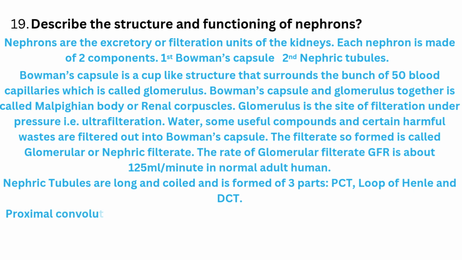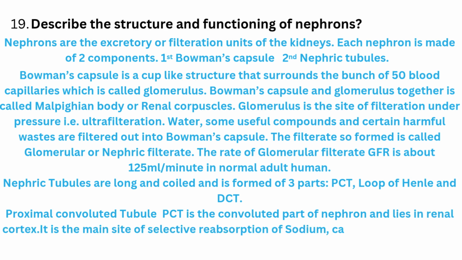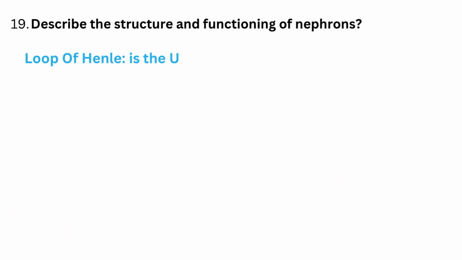Proximal convoluted tubule, PCT, is the convoluted part of the nephron and lies in the renal cortex. It is the main site of selective reabsorption of sodium, calcium, glucose and amino acids from the nephric filtrate. Loop of Henle is the U-shaped tubular structure present in the renal medulla. It is formed of two limbs.